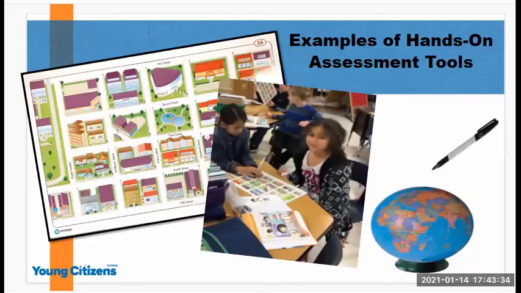Some examples of hands-on assessment tools for Young Citizens include working with maps and globes. For example, a student might examine a map to find the shortest route from the library to the grocery store. Another example would be students using dry erase markers to locate information on washable globes.